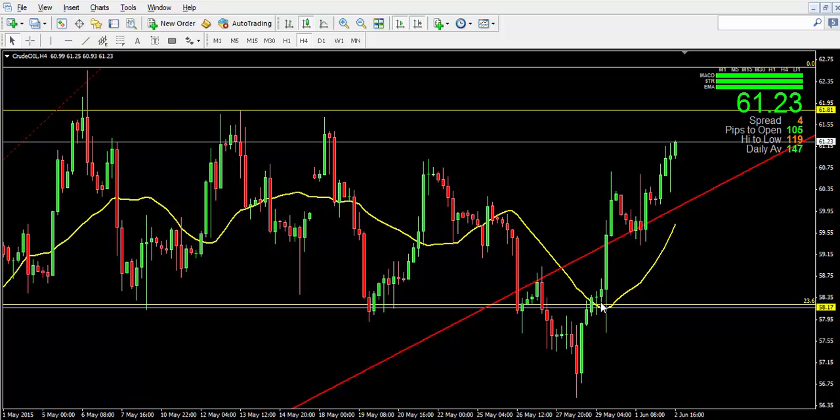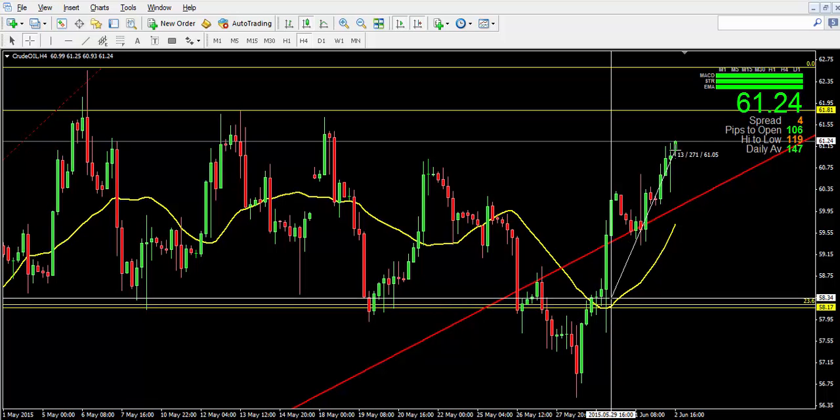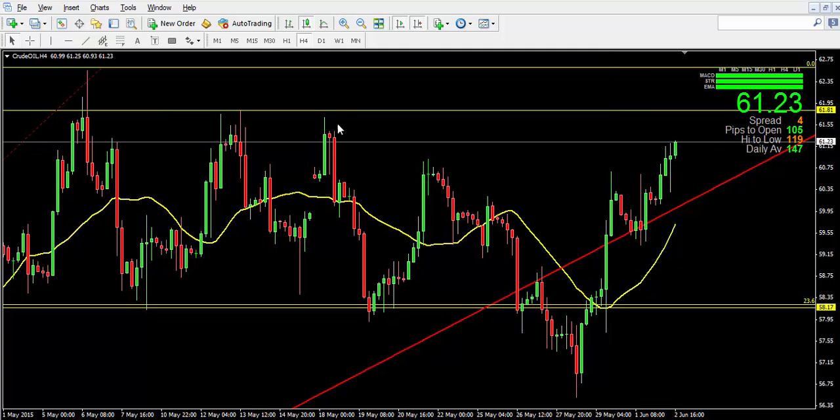So if there was no stop loss and the candle closed below the 20 moving average, that would have been better, and you would be still in the game, and you would be making good pips. You get the point, and you can exit at these resistances or whatever. So that's on the crude oil for now.